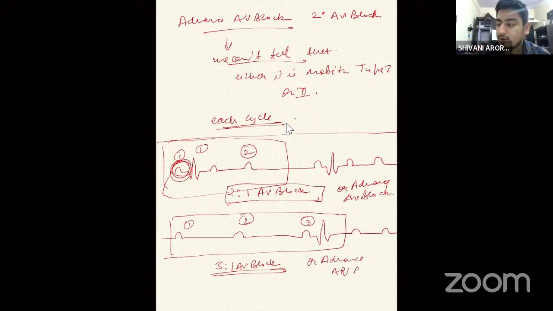And in advanced AV block, we cannot tell whether it is Mobitz type 1 or Mobitz type 2. But definitely, since in advanced AV block there are more QRS skips, advanced AV block has a poor prognosis, and it is mostly irreversible. Clear?